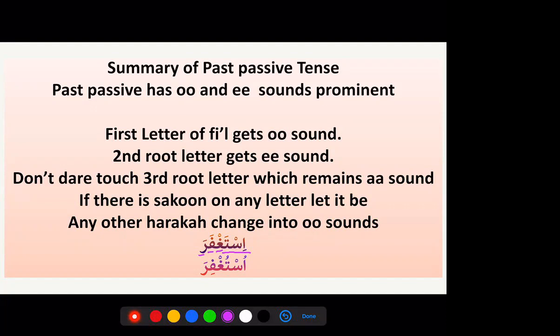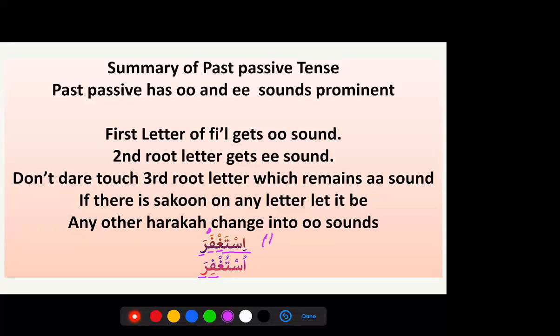So now what we're going to do, the first letter of the fail is going to get U sound. So I put U sound over here. Now we are going to find our root letter, which is Ghain, Fa, Ra. So Fa is our second root. This second root will get E sound, because this is past passive we are making. So we give it E sound. The third root letter, we are not going to touch it. And if any other letter has skoon, we're going to leave it with skoon. And if any other harika, it changes into U sound. So when we do all these steps, now we have the word ustughfira.